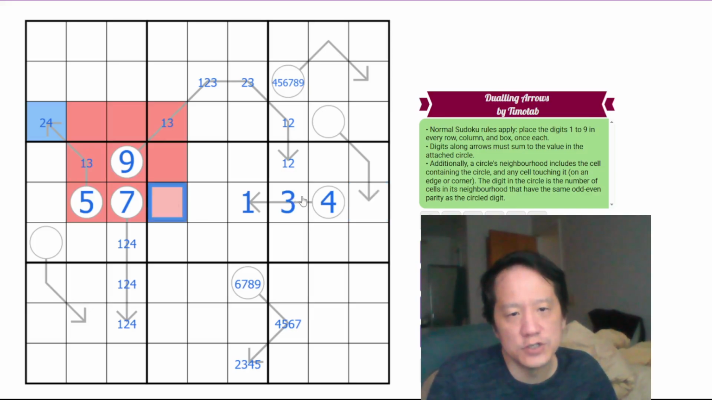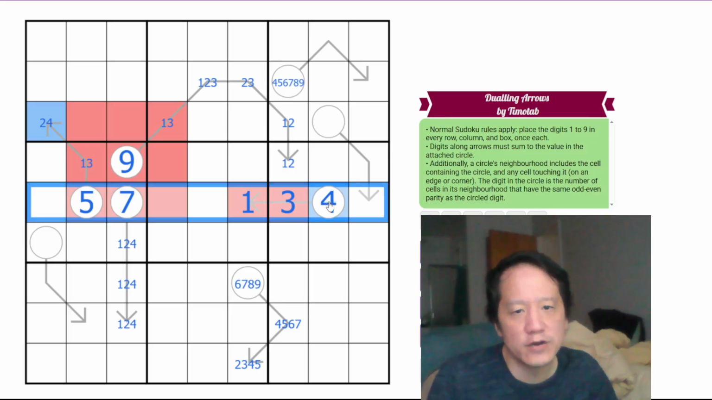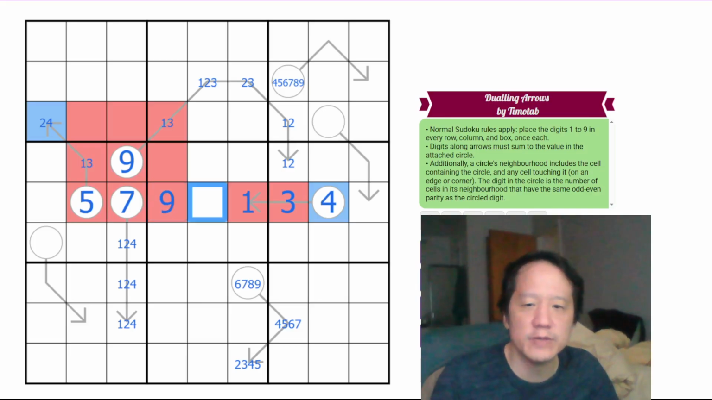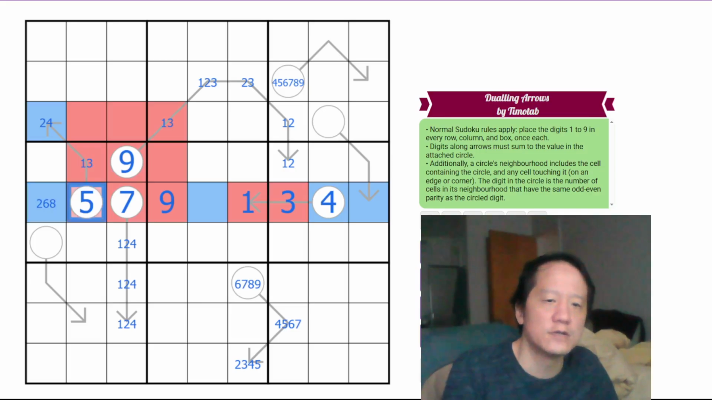This is an odd digit. We have these are odd digits. This is an even digit. We have 5 odd digits now in row 5, which means this has to be the last odd, so this is 9. That means the other digits are even. So this is even, and this is even. That leaves us 2, 6, and 8 there.